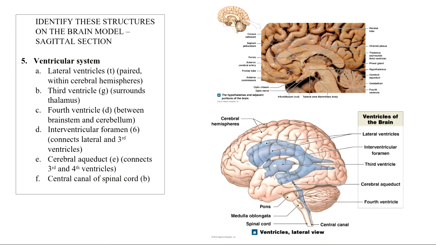And again, remember, it's all continuous, starting up at the top with the lateral ventricle, traveling through the third ventricle, fourth ventricle, and then ultimately down to the central canal of the spinal cord. So it's all linked together. So I think this picture shows it pretty well. You can also see some of the ventricles up here in this picture.